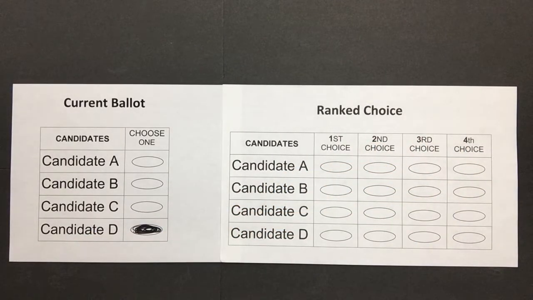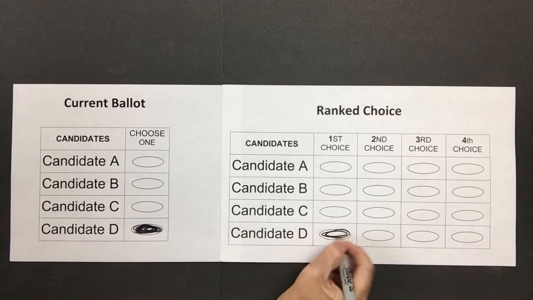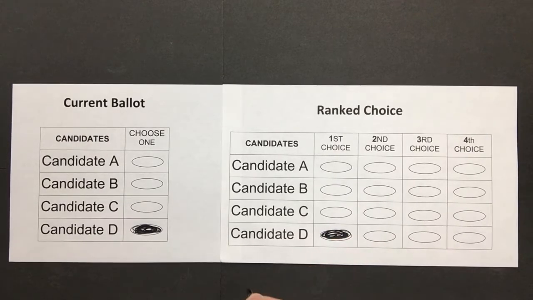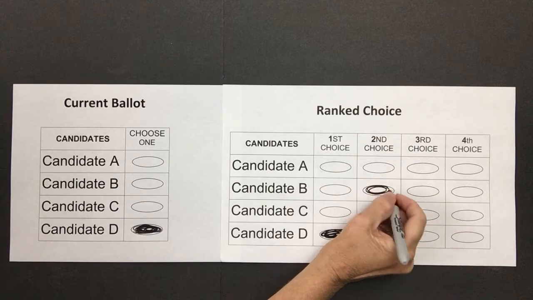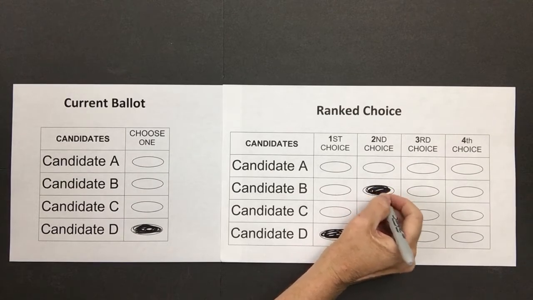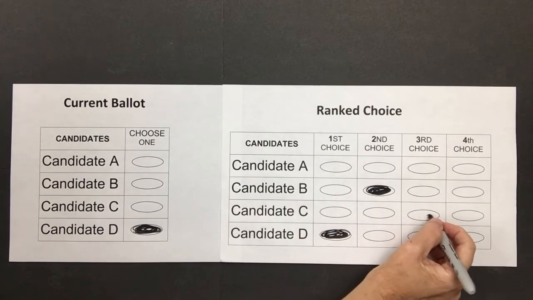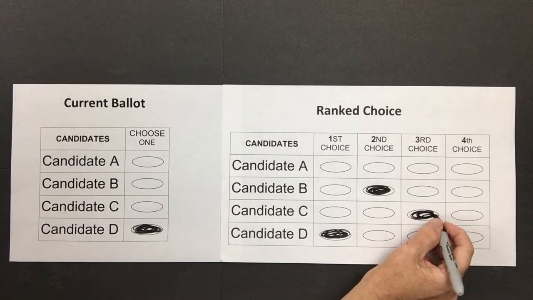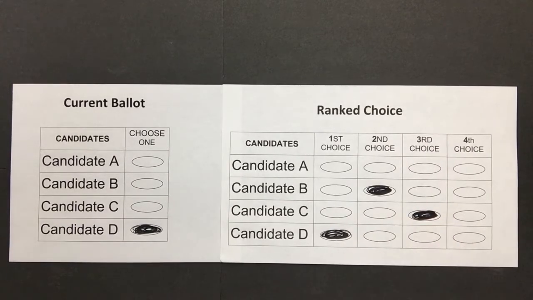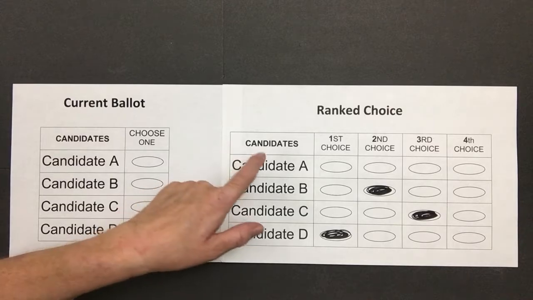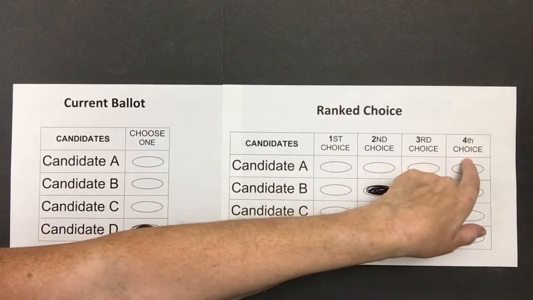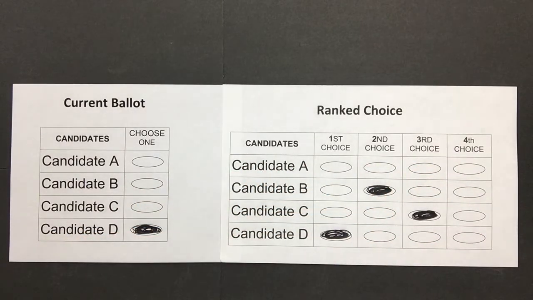We'll say your favorite candidate is still candidate D. Candidate B is a good, solid second choice. And you'd be okay with candidate C. So that's your third choice. But you just don't like candidate A, so you're not going to rank them at all. And then you're done.